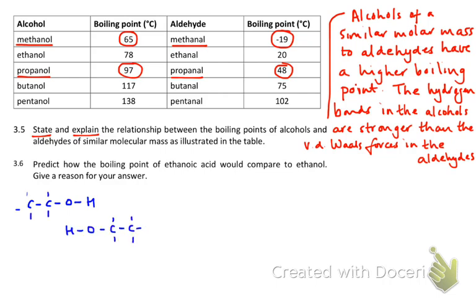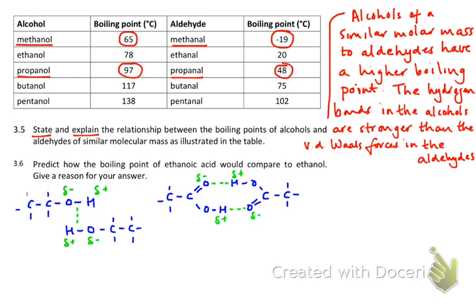3.6 then asks you to predict how the boiling point of ethanoic acid would compare to ethanol. So there are two molecules of ethanol, and you'll remember that the oxygen is slightly negative, the hydrogen slightly positive, and so we get an interaction between those two molecules, and that's what we know as a hydrogen bond. In a carboxylic acid, in this case ethanoic acid, as two molecules come together, you'll notice that there are two sites where hydrogen bonds can occur. So at the top of the molecule we can have a hydrogen bond, and towards the bottom we can have a second hydrogen bond.